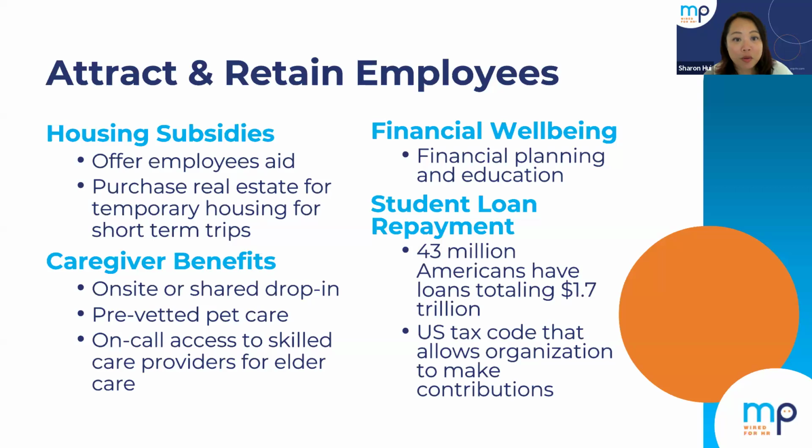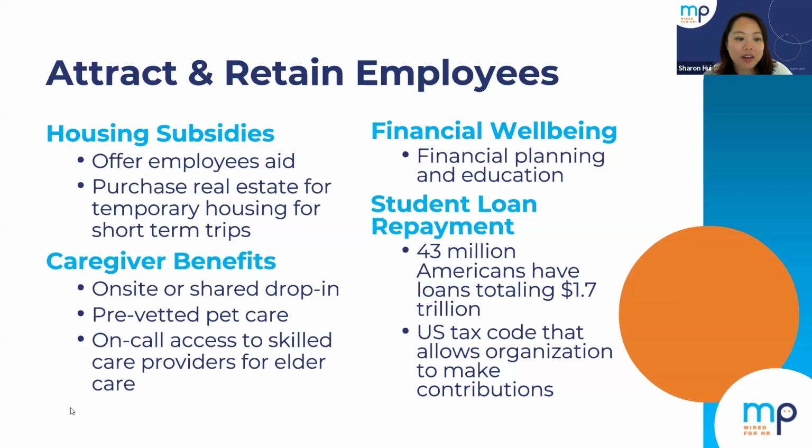So therefore, employers will need to be creative in finding ways to maintain that equilibrium by creating different solutions and offering different benefits to attract and retain employees, such as the following. Some employers will offer housing subsidies and relocation fees, for example, to help them move from their current living situation to a different living situation if the job requires that. And for those employees that may require some short-term travel, some employers will purchase real estate so that they have temporary housing available to their employees.